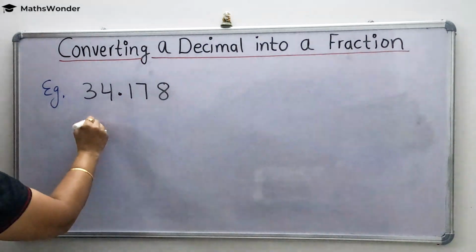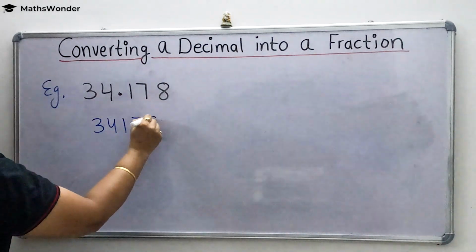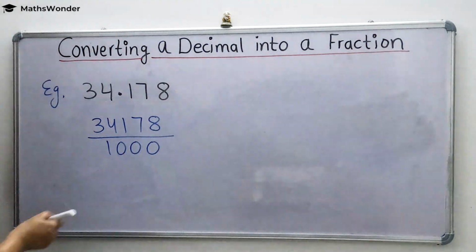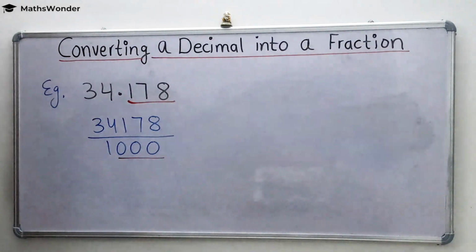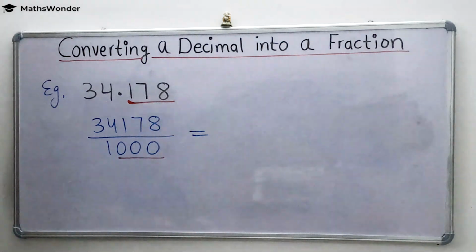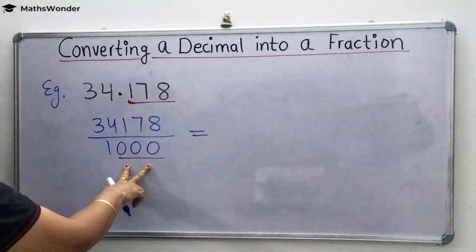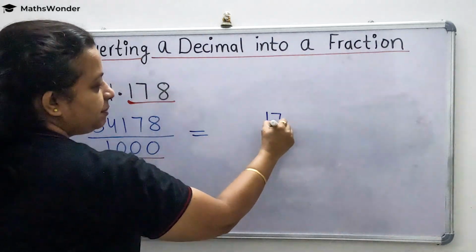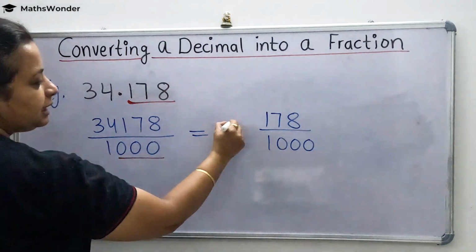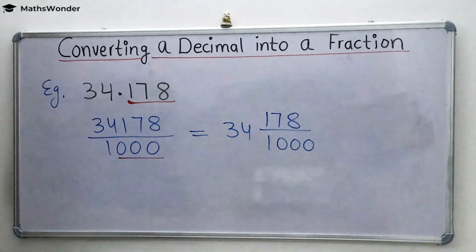34178 over 1000. Correct. Why 1000? Because as you can see in the example, there are 3 digits, so you have to write 3 zeros in the denominator, right? And then convert into the mixed fraction. Or you can simplify first and then convert into mixed. Here, the last 3 digits will be your numerator and this will be your denominator as usual. And the remaining digits, 34, you can write here. So this is the easiest way to convert into the mixed.